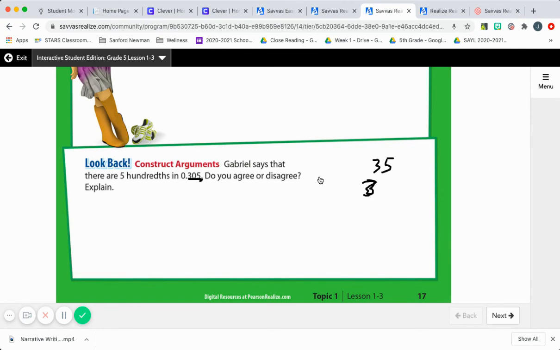But is this number the same? No. So disagree. And why? Because the 5 is in the thousandths place. And you could say, to reverse thinking, you would tell Gabriel that for it to be 5 hundredths, the 5 would have to be next to the 3, because it's tenths, hundredths, thousandths.